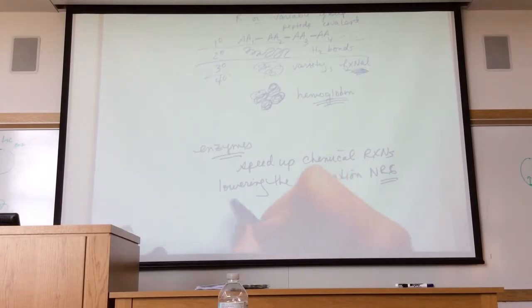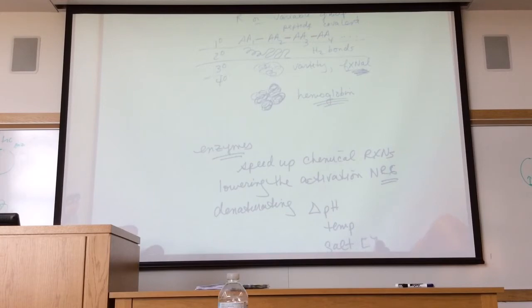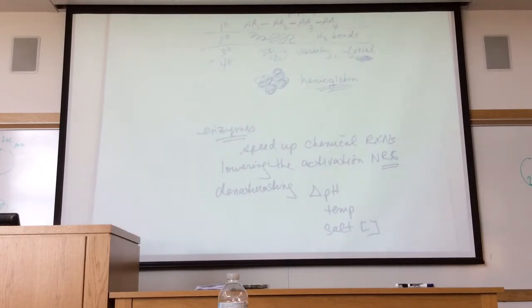You have to worry also about denaturing proteins and enzymes. Denaturing them can make them non-functional. Remember, there are 3 ways to denature: change the pH, the temperature, or the salt concentration. Those are 3 major ways to denature proteins and or enzymes.